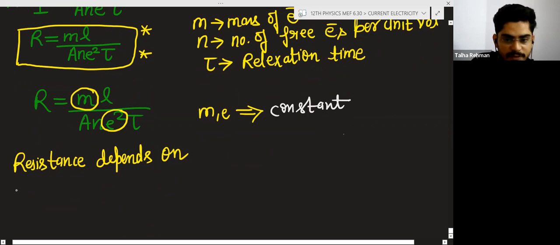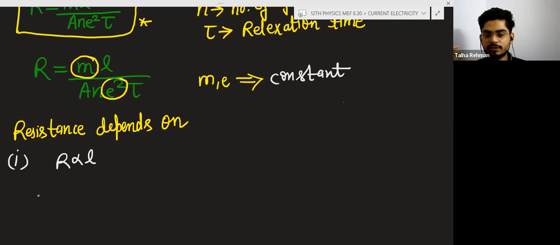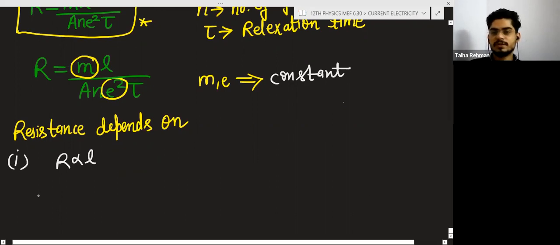So resistance depends on the remaining quantities, and this is constant. So I can say the resistance R is directly proportional to L, the length of conductor. If you increase the length of conductor, the resistance will increase, means the electron has to travel a longer path, and in a longer path there will be more collisions and the resistance will increase.